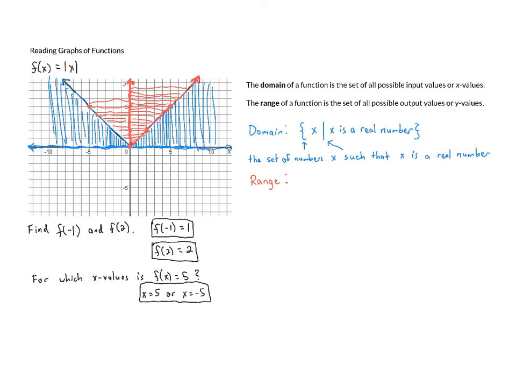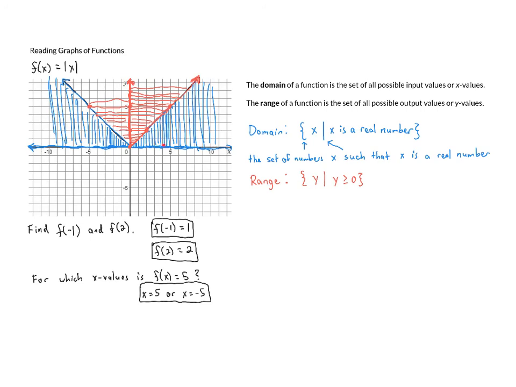So here we get all the positive values of y, those are all in the range, and 0 is in the range because we do have a point that has a y value of 0, but nothing that's less than 0 is in the range. So what we're going to say here is the range is the set of numbers y such that y is greater than or equal to 0. The range doesn't include any negative numbers, and the way that we can express that mathematically is we can say that y has to be greater than or equal to 0.